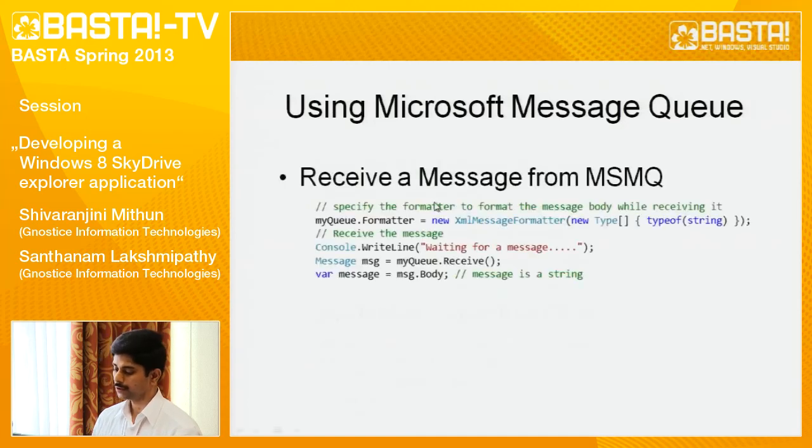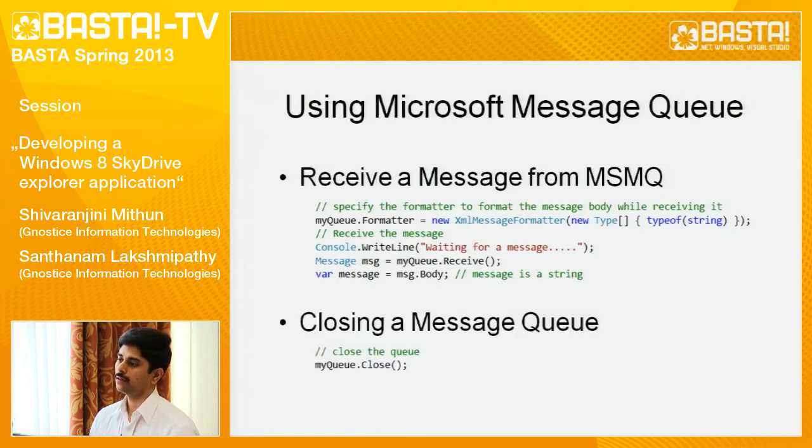For receiving the message, we have to specify how that message should be interpreted. So here we are setting the formatter to format the message as a string message while receiving it. Then we call Receive on my queue MessageQueue object. It waits until there is a message available in the queue, receives it and stores it in the message object, and we can use the Body property of the message to process the request. And we can finally call the Close method when the application exits.